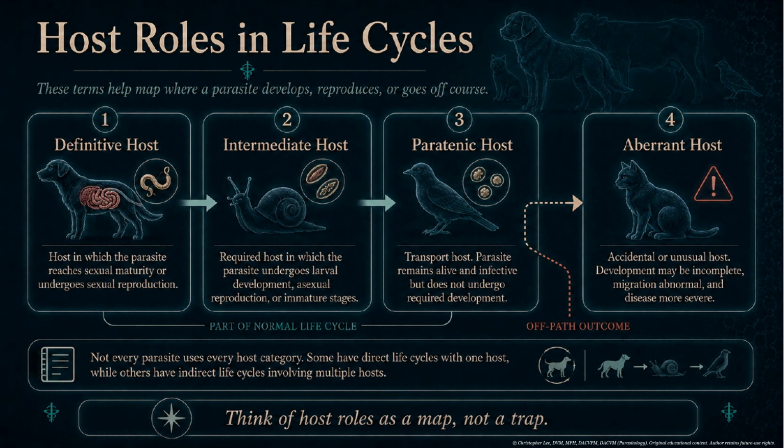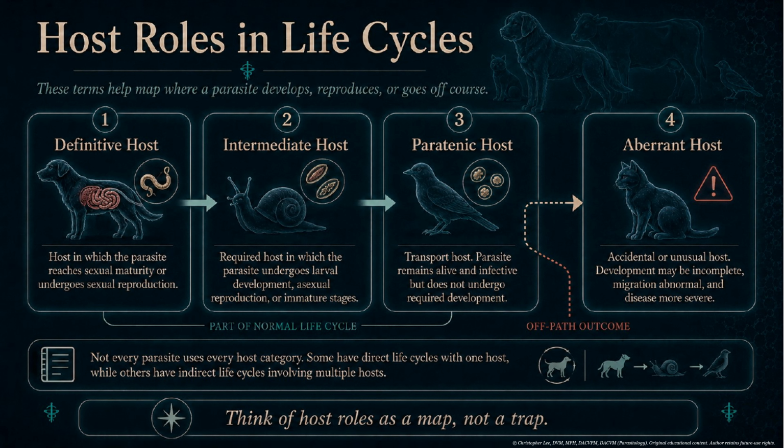Now let's talk about one of the most important ideas in parasitology: host roles. A definitive host is a host in which the parasite reaches sexual maturity or undergoes sexual reproduction. An intermediate host is a required host in which a parasite undergoes development, asexual reproduction, or larval growth, but does not reach sexual maturity. A paratenic host is a transport host.